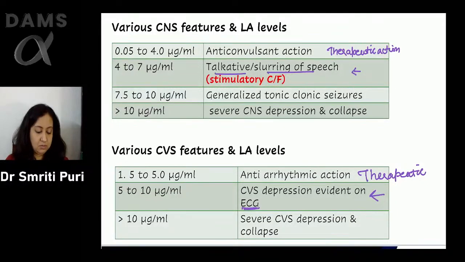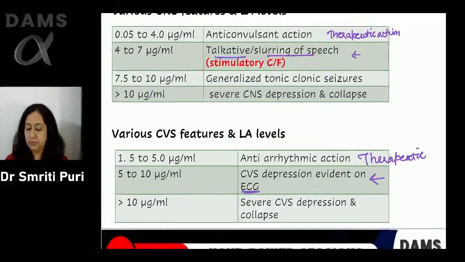Okay, Reena? That is the maximum safe dose, not the safe dose. That is the maximum permissible dose that you can give of LA.